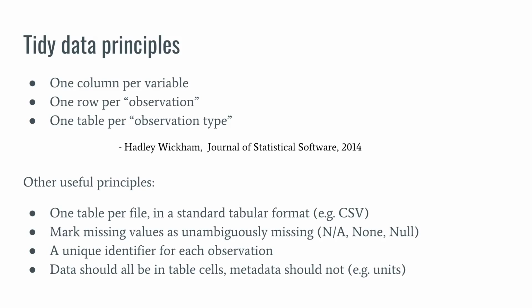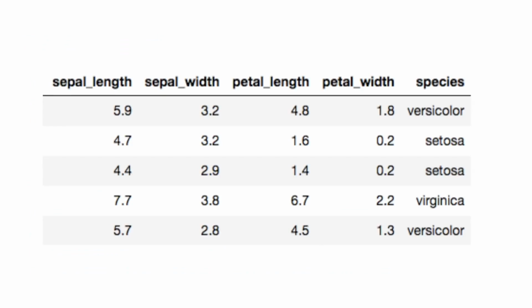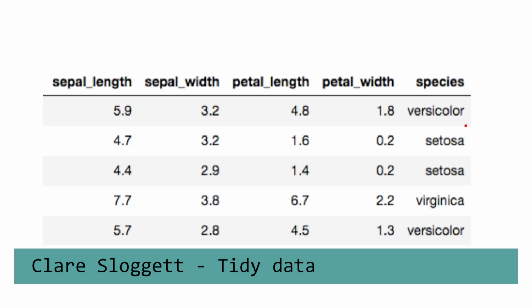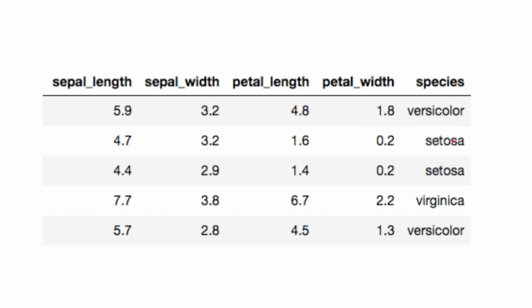So before we go on, here's an example of what tidy data looks like. This data is tidy, right? It satisfies the principles we just had. This is the iris data set. It's very commonly used as an example in statistics, especially. Every column here is a variable. Some of them are numeric, and this one is categorical, but they're all just one variable. And every row is an individual flower that was observed when they were doing this experiment.